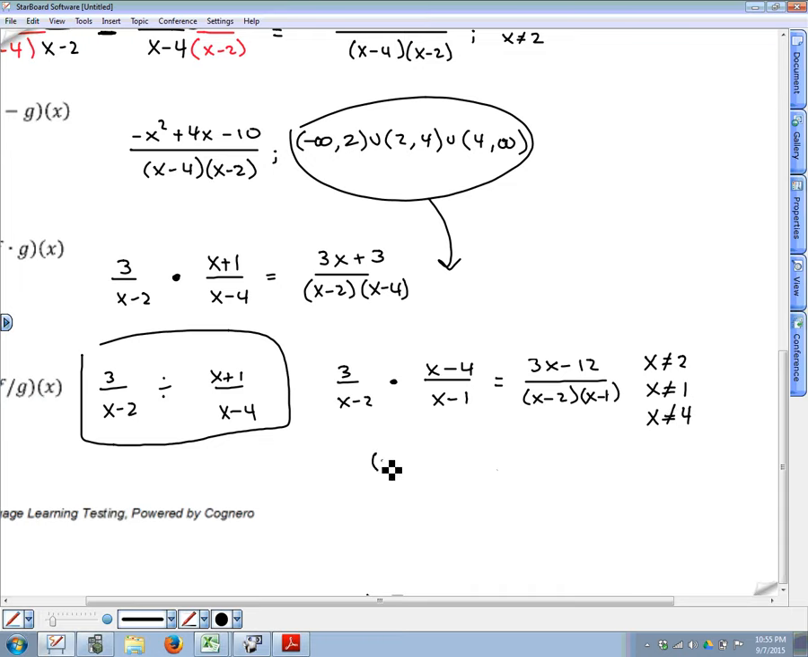So as an interval, we're going from negative infinity to 1, from 1 to 2, from 2 to 4, and from 4 to infinity. So we're including every number between negative infinity and positive infinity except 1, 2, and 4.